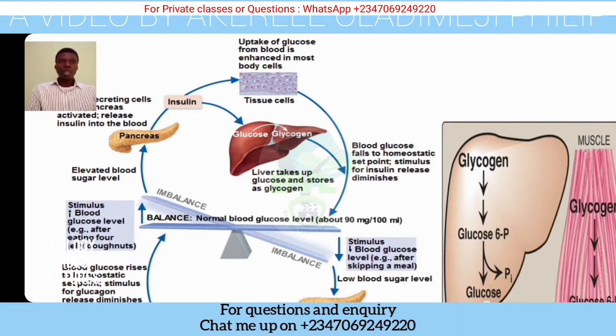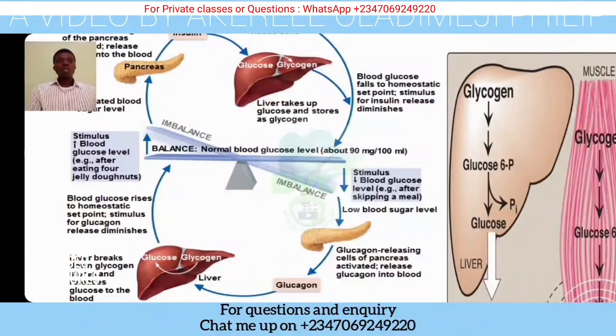Later on, after storing glycogen in liver cells and body cells, skeletal muscle and the likes, and increasing the absorption, the blood glucose level will fall to the homeostatic set point. So the stimulus for insulin will be diminished. There's no need for insulin. However, when blood glucose level drops after skipping a meal, while fasting, or when you need to run, what happens? There's low blood sugar level, that's hypoglycemia. It will stimulate glucagon to be released from the pancreas.